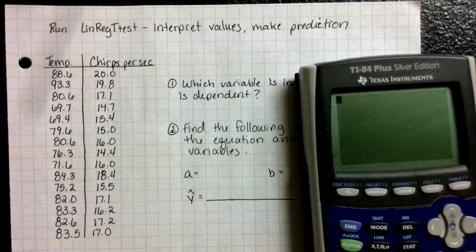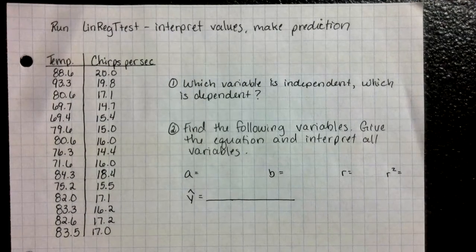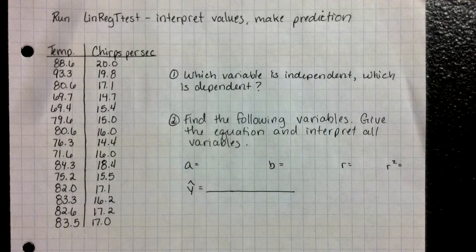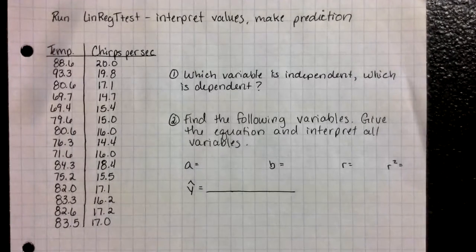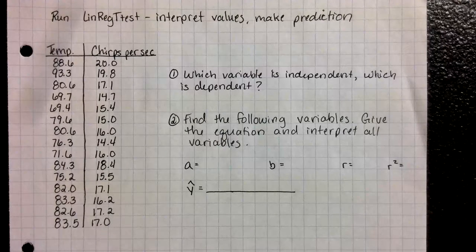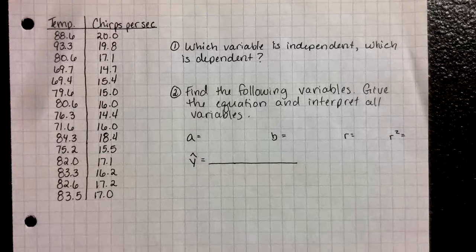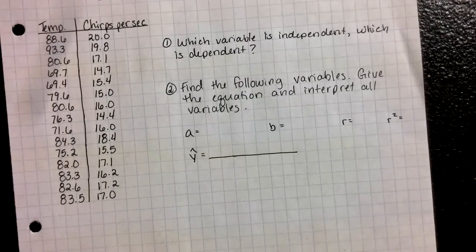Hi guys, I wanted to make another example where we did kind of a partial regression analysis. We haven't learned the full test yet, okay? But we are running this linear regression t-test. We're getting our variables and we are interpreting those. And then one thing I wanted to add to that was using your regression equation to then make predictions, okay? So we're kind of piecing it together little by little here.